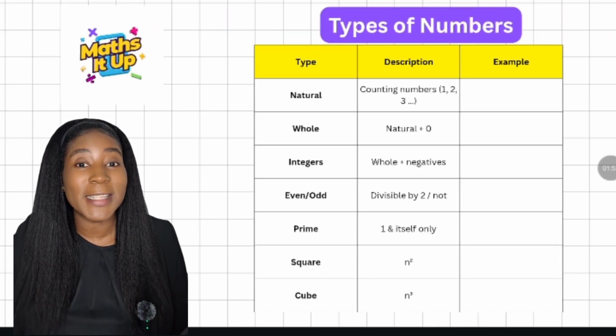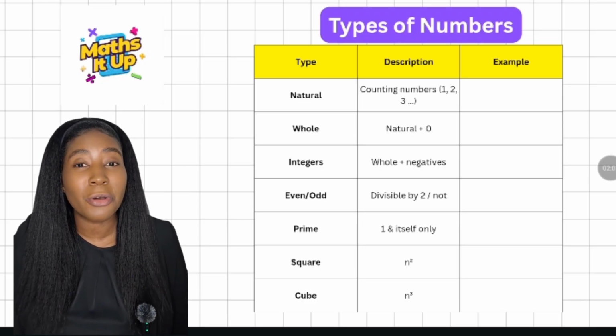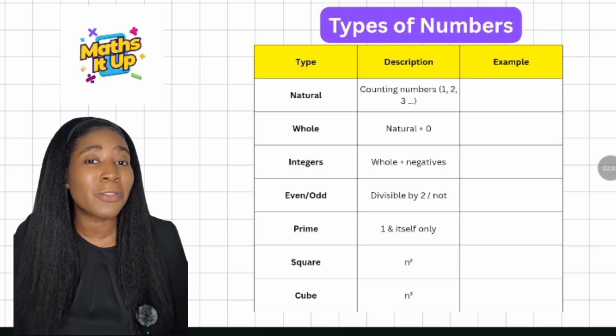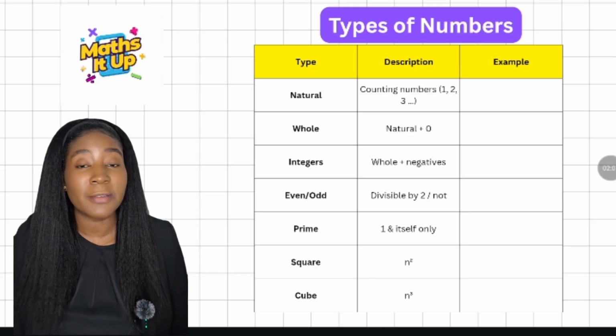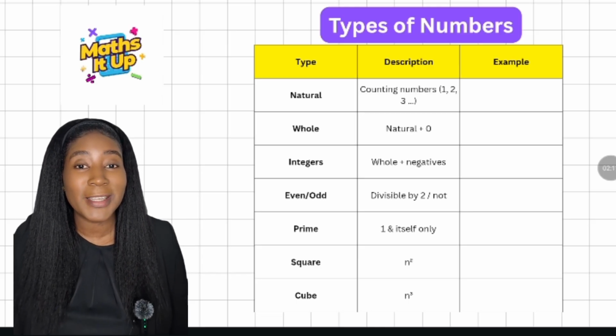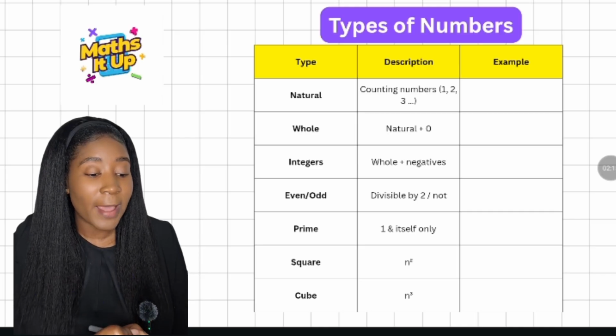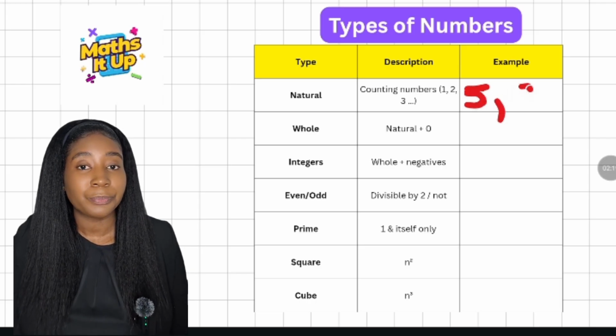We have different types of numbers. First type of numbers is natural numbers. Natural numbers are like the way we count. We start counting from 1, natural numbers starting at 1. 1, 2, 3, 4, and it goes on forever and ever. So 5 would be a natural number. 7 is also a natural number.